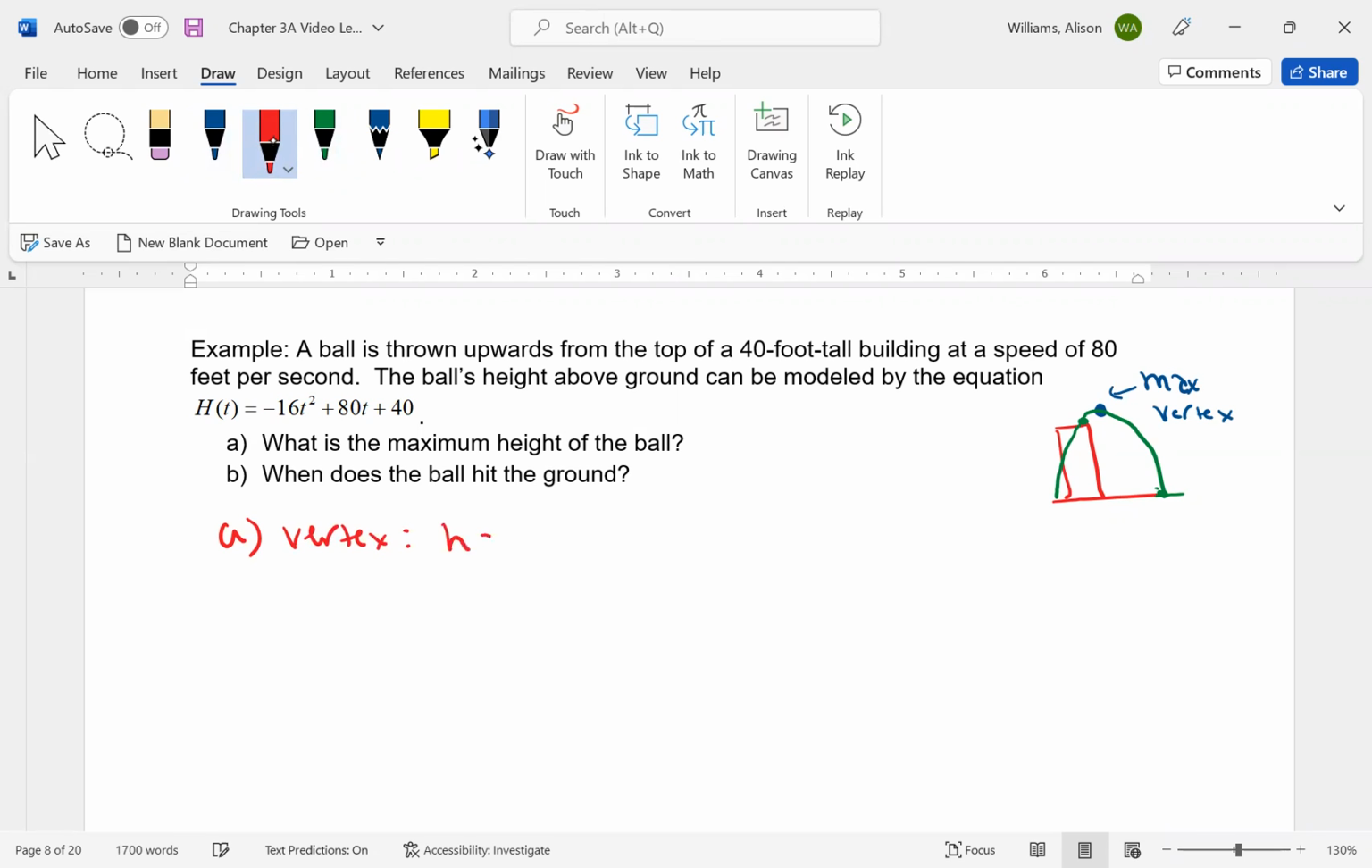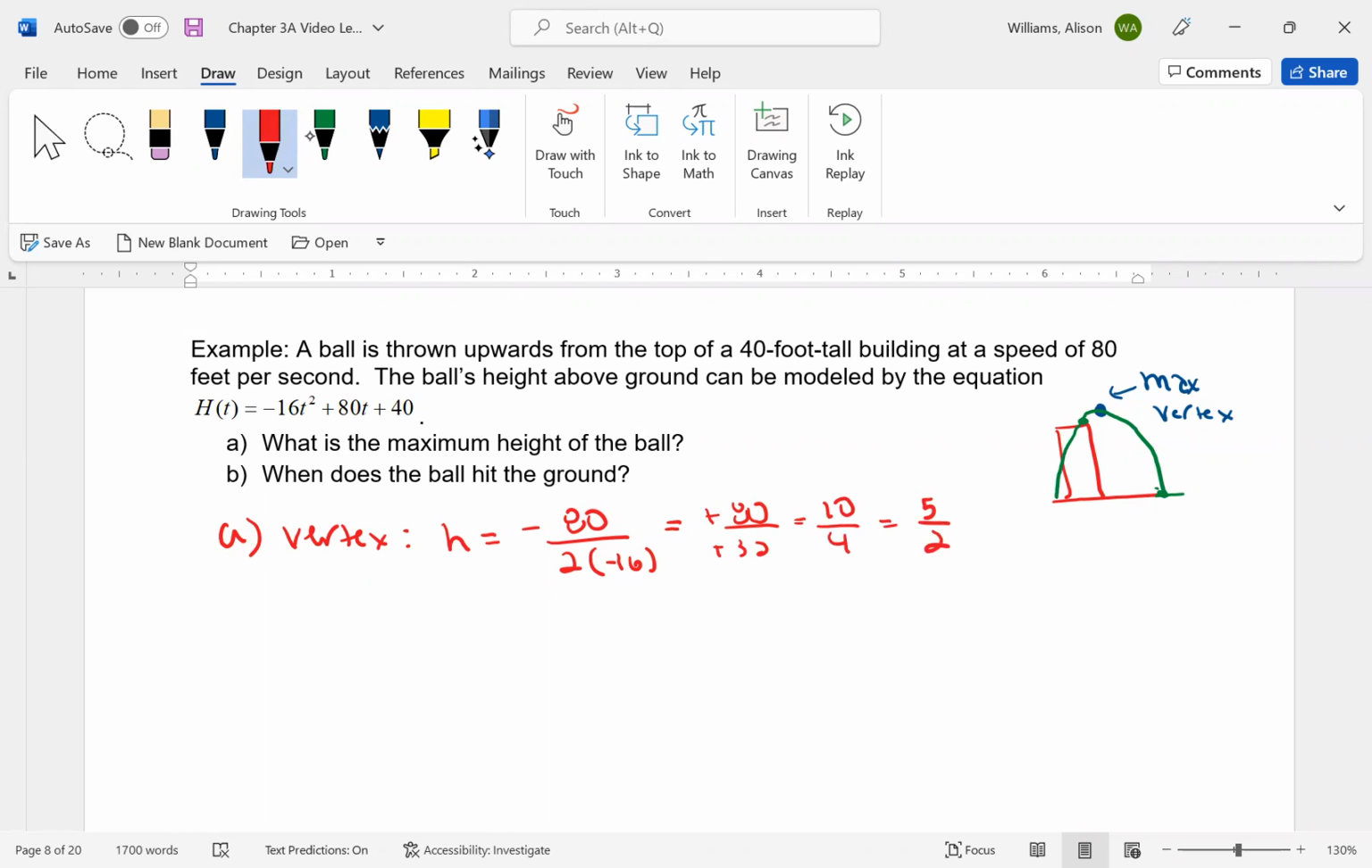So h equals negative b over 2 times negative 16. Okay, so 2 times negative 16 is negative 32, and negative 80 divided by negative 32. Let me write that down. Those two negatives are going to become positive, and 8 goes into both of those. 10 over 4. Oh, 2 goes into both of those, so 5 halves. There's our h.